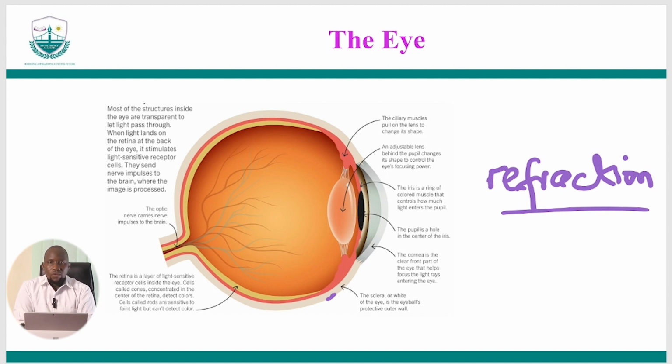So in the case of vision, the cells that are acting as receptors are the ones we call the photoreceptors, and under that we have the rods and the cones. The rods and the cones are the two types of photoreceptors.